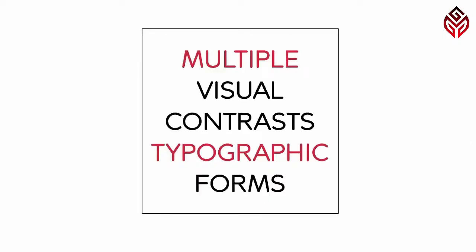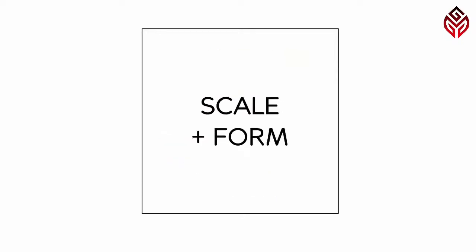So we've looked at how to use contrasts for creating compositions using abstract shapes, and now I'm going to take some of those same compositions and just switch the abstract shapes, switch those graphic forms out for typographic forms. So let's start out by looking at scale and form.